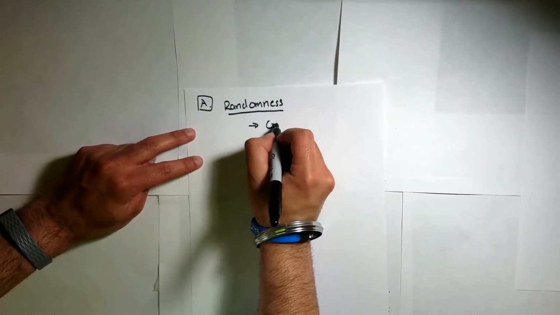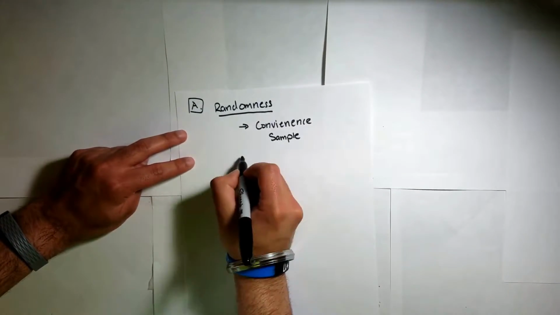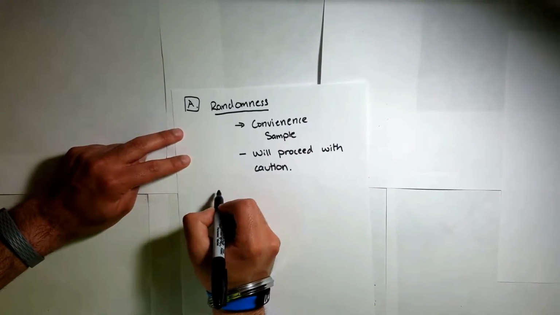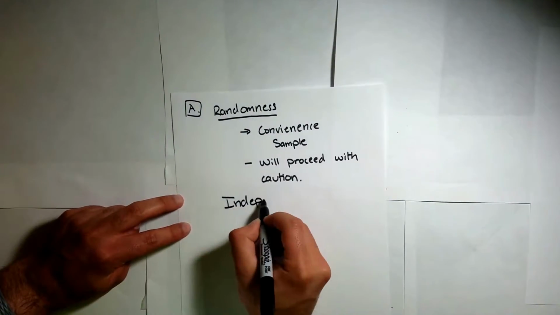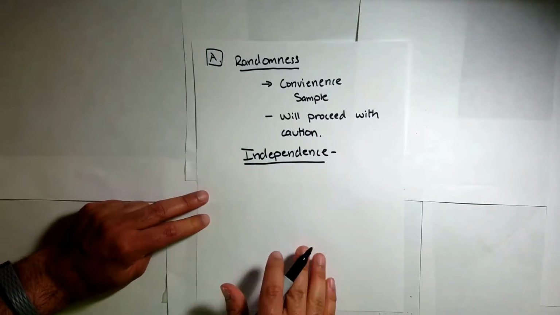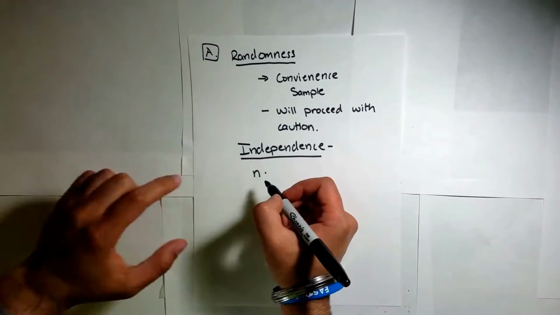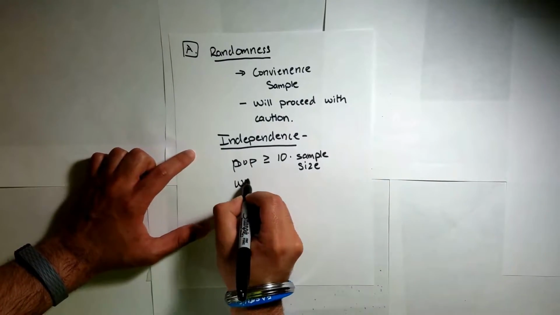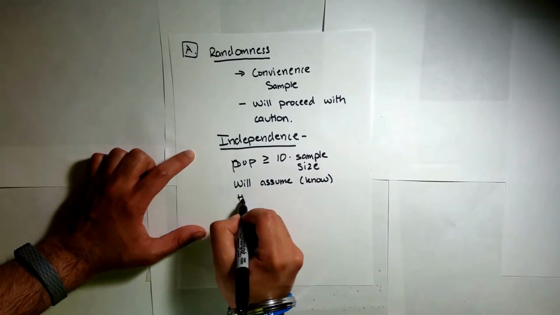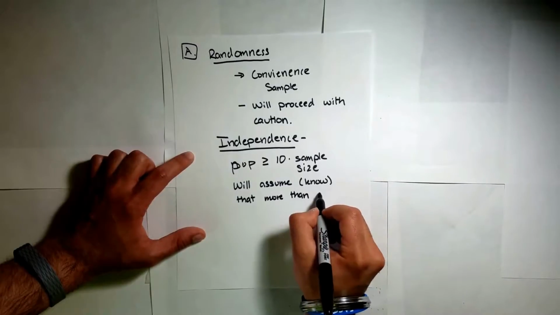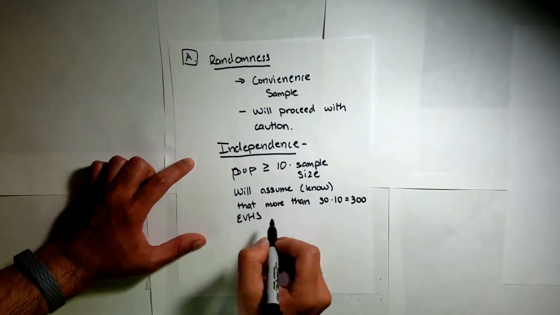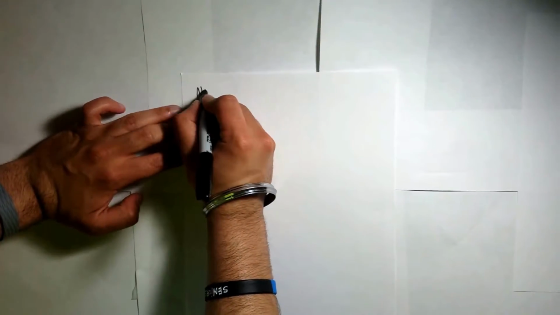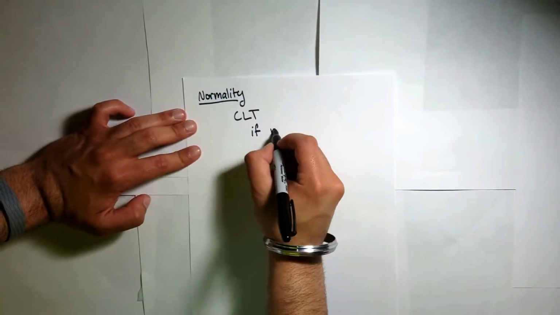So for the A step, we have to check 3 conditions: randomness, independence, and normality. First, since we used a convenience sample, we have to assume randomness. Next, to check independence, we use the 10% condition. Since 10 times 30, our sample size, is less than the total number of EVHS students, we know that we have independence.